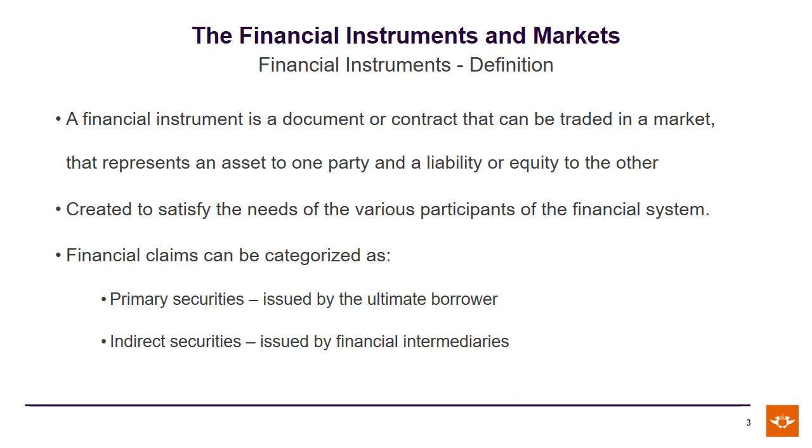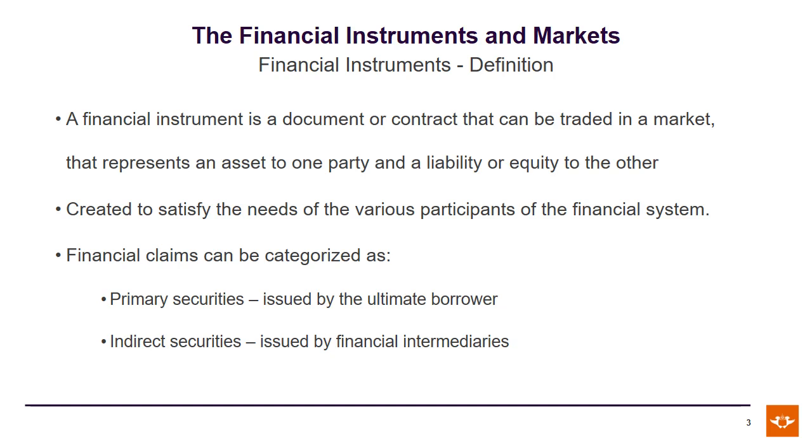Financial instruments. By definition, a financial instrument is a document or contract that can be traded in a market, but most importantly, it represents an asset to one party and a liability or equity to the other. Financial instruments were created to satisfy the needs of the various participants of the financial system. These include lenders and borrowers, and financial intermediaries, to name but a few.